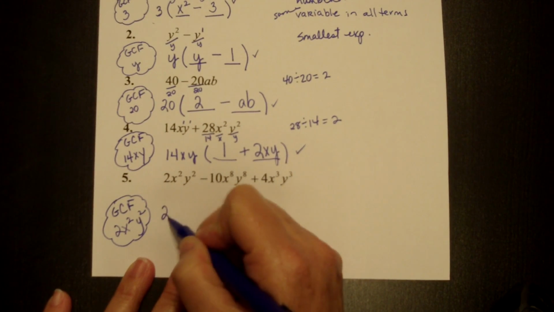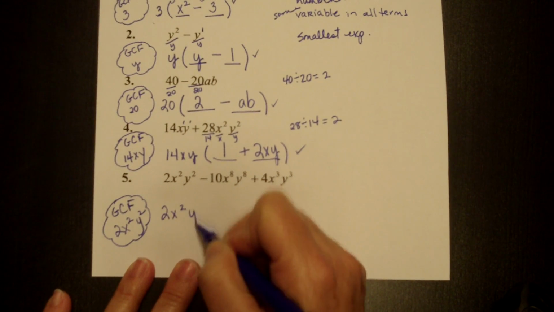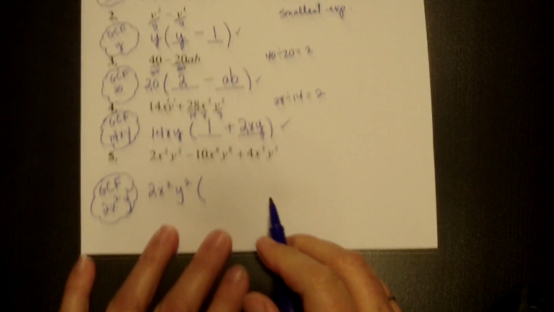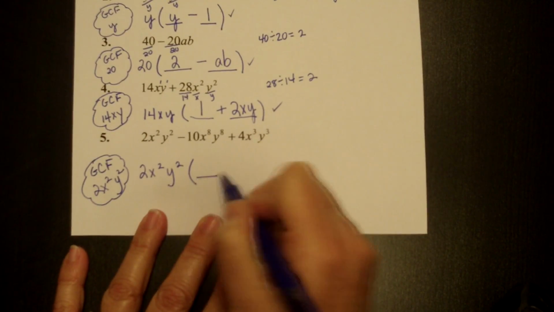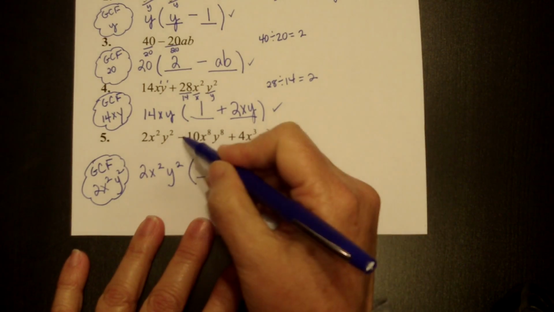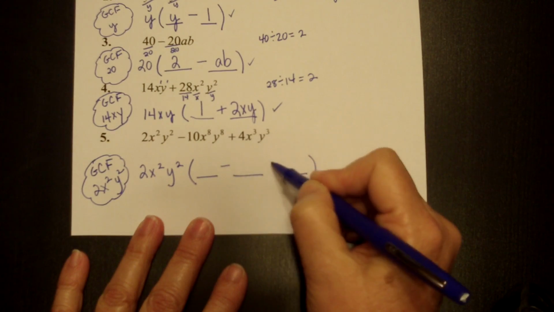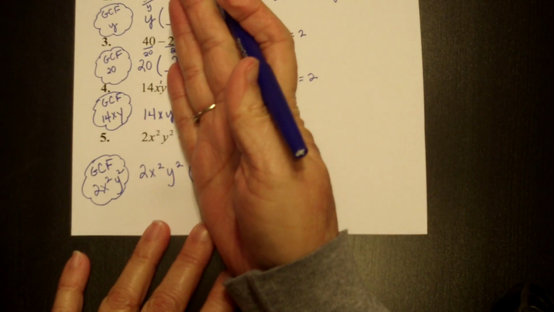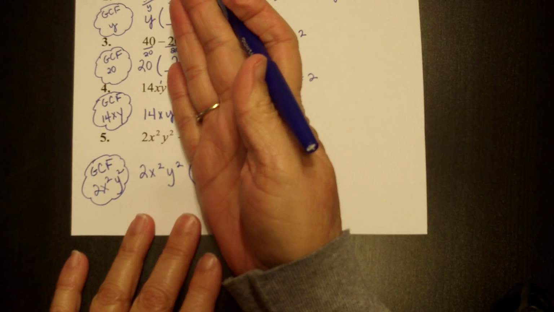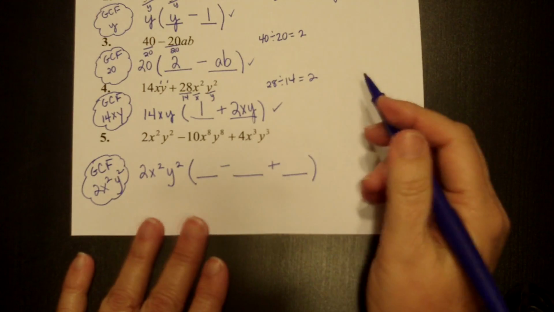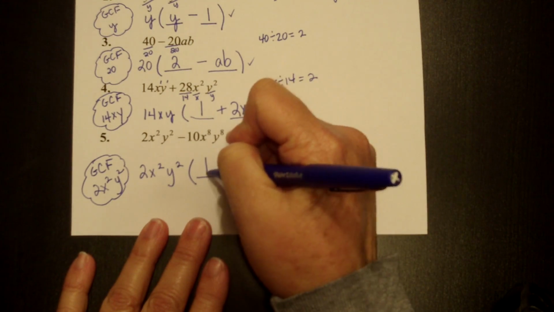So I'm going to put 2x squared, y squared, and a parentheses, and we decided that we were going to have 3 blanks. So 1, 2, 3. Close your parentheses. Put the minus here and the plus here. All right, so what happens with the first term? Well, it looks to me like all of those are going to cancel out. So can I leave it empty? No, you can't leave it empty. So you're going to put a 1 there.